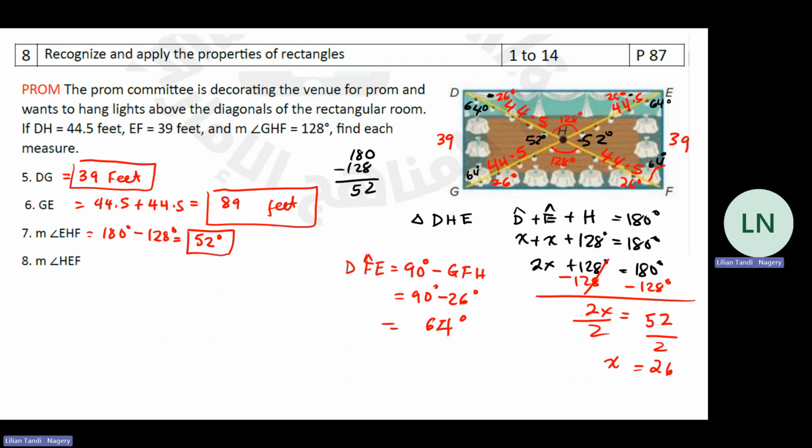Angle HEF equals 90 minus, what was the question give us? We got 26. What do we want? HEF. Okay, 90 minus 26 degrees. So that gives us 64 degrees, and we box our answer. So there we have all our 4 answers.